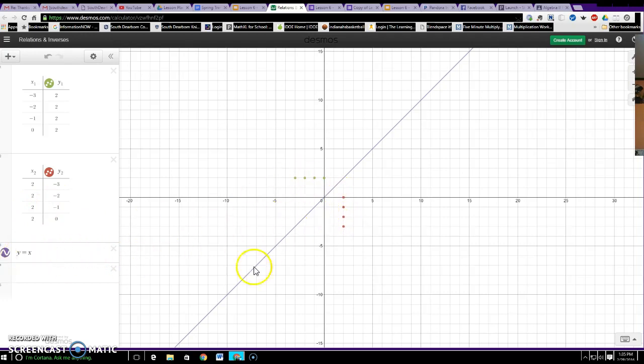Now, additionally, this purple line is the identity line y equals x. And what I want you to notice is what happens if we take this graph and reflect it across the line y equals x. Notice that the green dots would fall on top of the red dots. And that's the first part of inverses and relations.